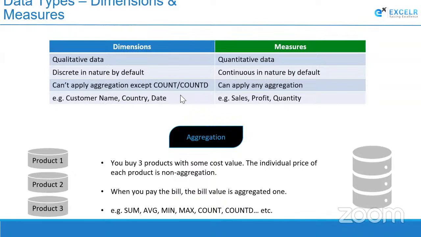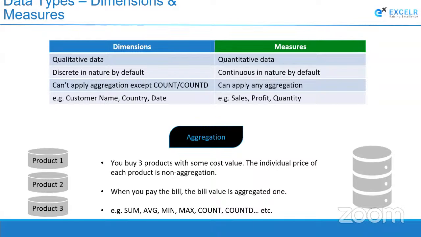For example, I have the names of the people who have joined this session. If I want to count, I can do the count operation, which is an aggregation function. But if I want the sum of the students, that's not possible, right? I cannot sum your names. I cannot apply average, minimum, and so on. Example: customer name, country, date. These are dimensions, or I can say qualitative ones. And the measures are called quantitative.